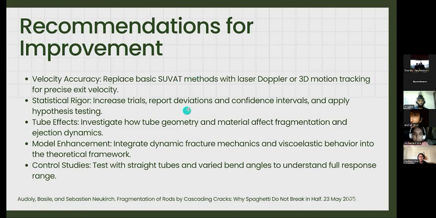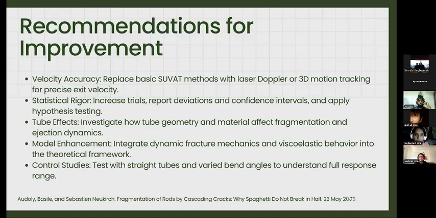No, it's still not clear. Can you be more precise in what you mean by replacing those SUVAT methods? Because it is basically an expression for acceleration with velocities and displacements, right? How can you think of replacing it with laser Doppler or 3D motion tracking or something like that? They are completely irrelevant, right? Could you clarify a bit on that? How do you think these methods can replace the things you have described in the first point?